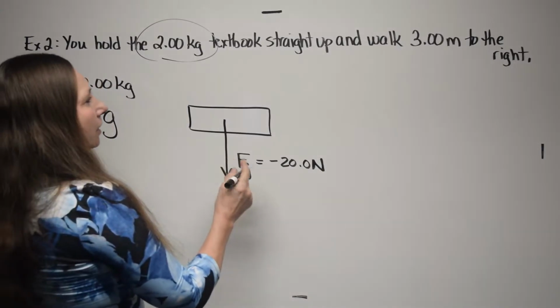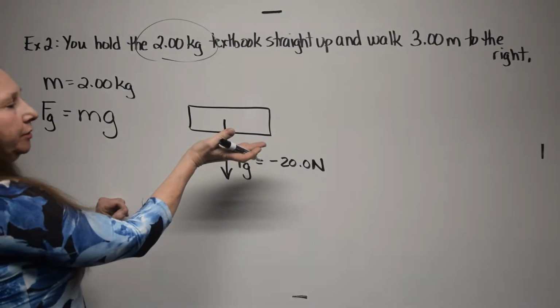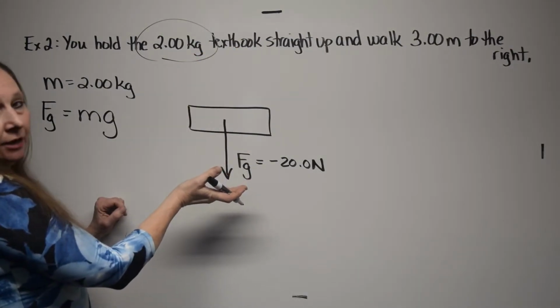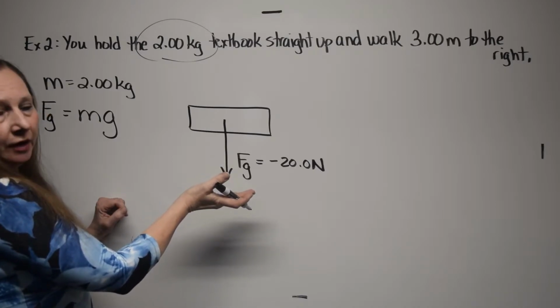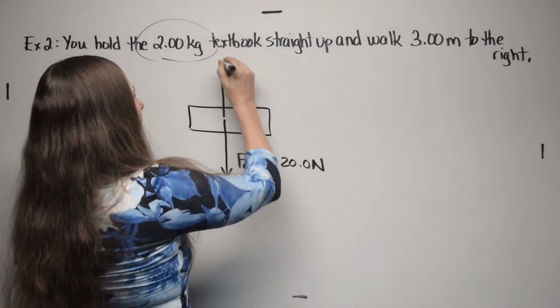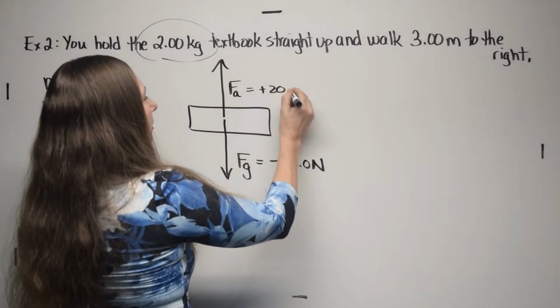Okay, now, we know that the book is being held straight up. So in the vertical dimension, the book is not moving. The book is at rest vertically, which means that the applied force on the book is positive 20 newtons.